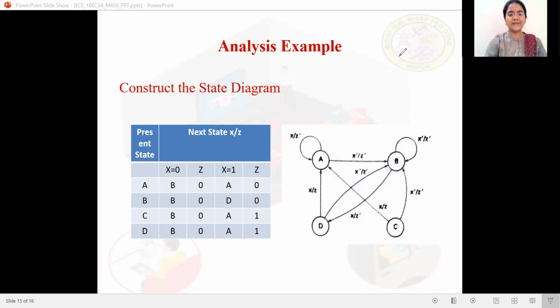In this way, we have to derive the state diagram from the given synchronous sequential circuit. In this session, we studied the synchronous sequential circuit analysis. We studied the steps to follow while analyzing the synchronous sequential circuit, and we took an example and understood the steps to derive the state table and state diagram.